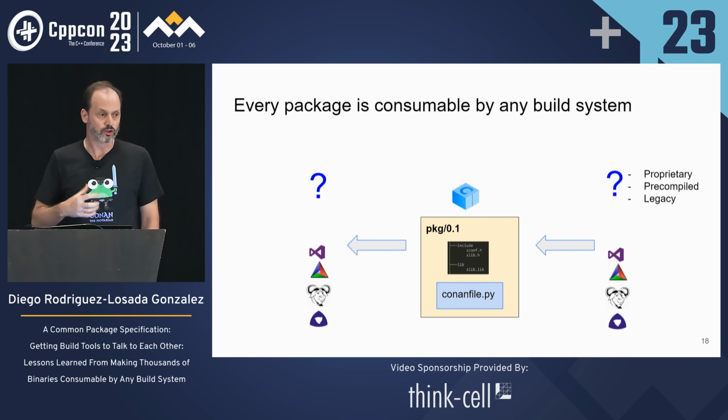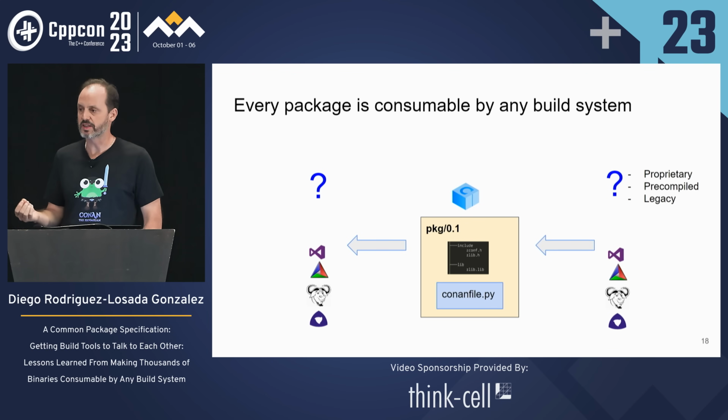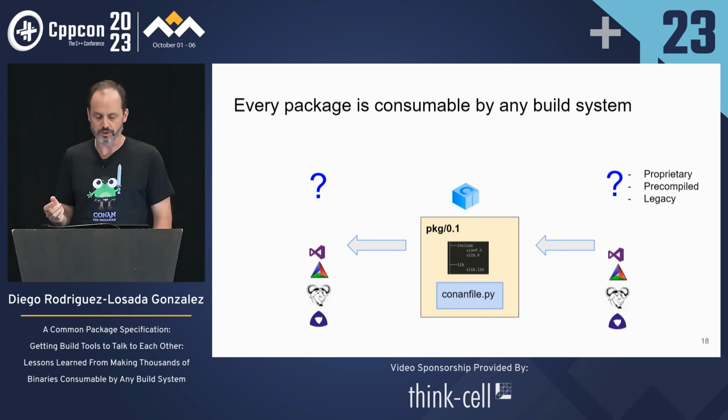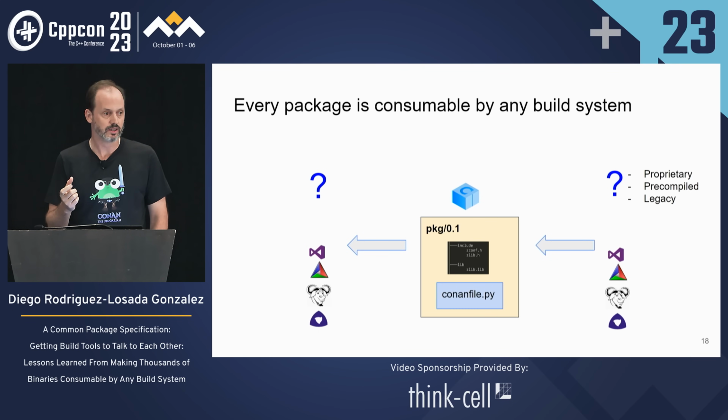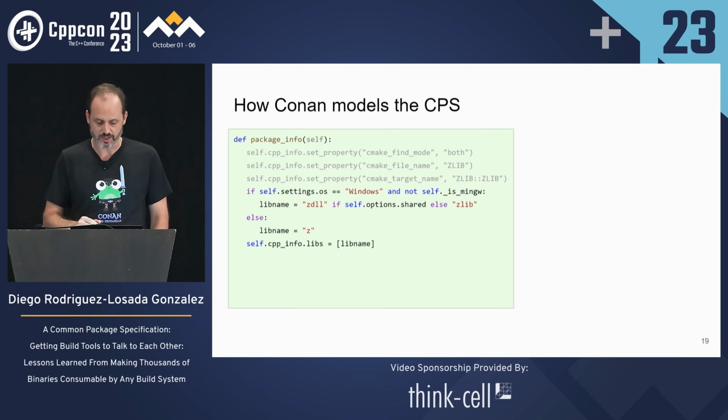One of the reasons that we can contribute our implementation experience is that one of the design principles in Conan is that every Conan package should be usable by any build system. And we have been doing this for years. As we didn't have a CPS specification, what we did is we implemented what we call recipes, a Python file called the conanfile.py, which is a proxy of the CPS.